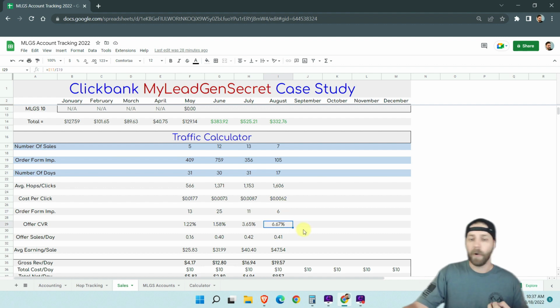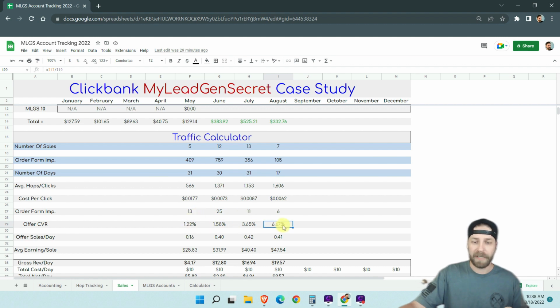Now of those order form impressions, I am currently getting a 6.67% conversion rate. That's higher than the average conversion rate that you might get from a solo ad package or running ads on Google, Facebook, YouTube, Bing, solo ads. So I'm getting a 6.67% conversion rate.